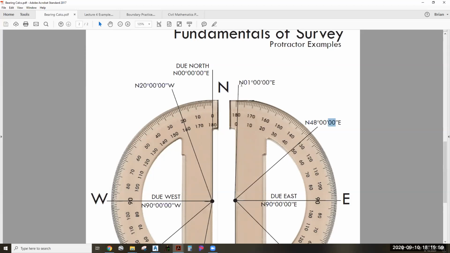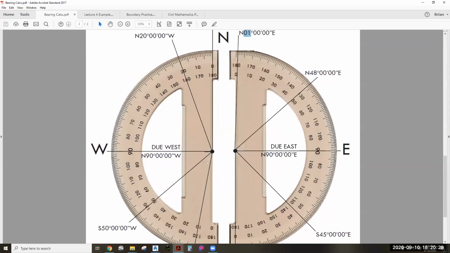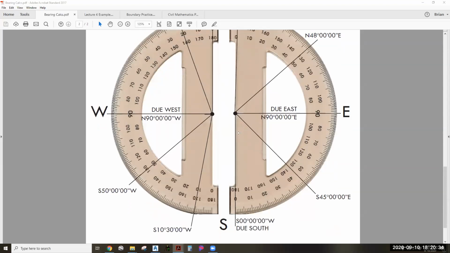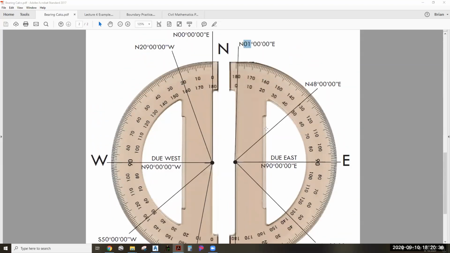In this example up here, this line is 1 degree falling towards the east. We start at N because it falls between north and east. It's 1 degree past the vertical line, so it's 01. We don't just put 1, we put 01. That's the standard: 01 degrees, 00 minutes, 00 seconds east. Hopefully I'm not being repetitive, but I just want to make sure everybody understands.